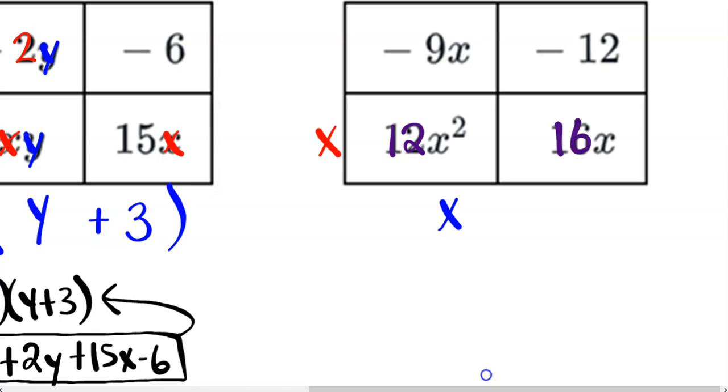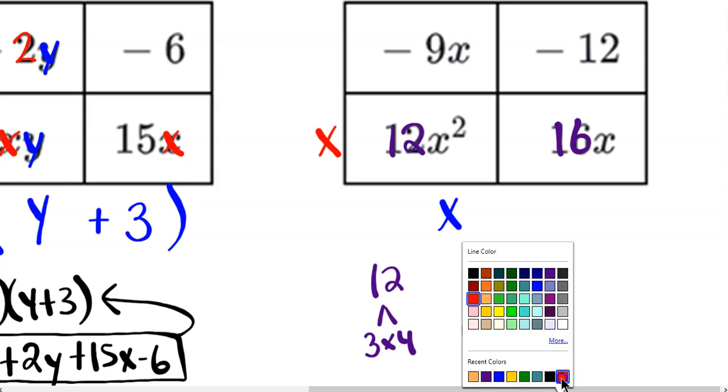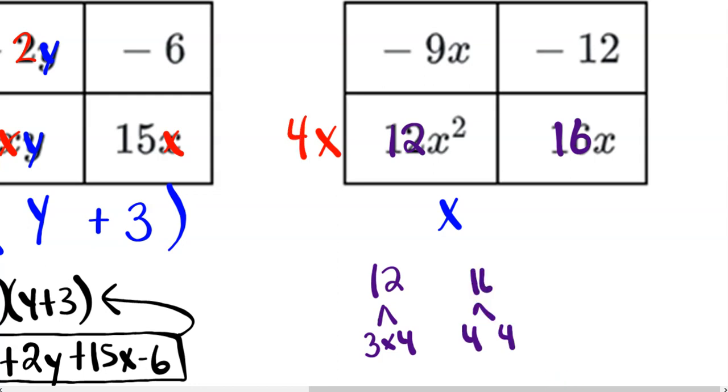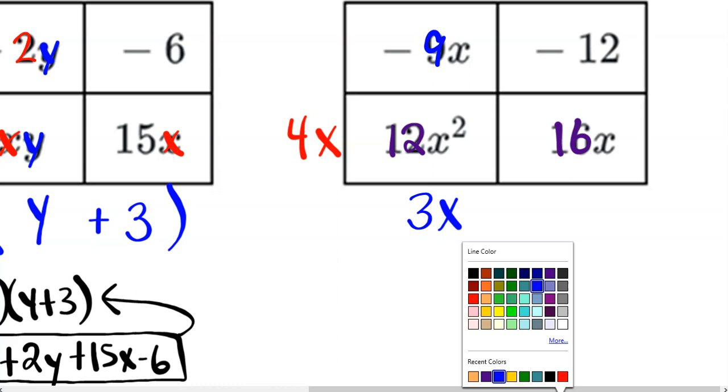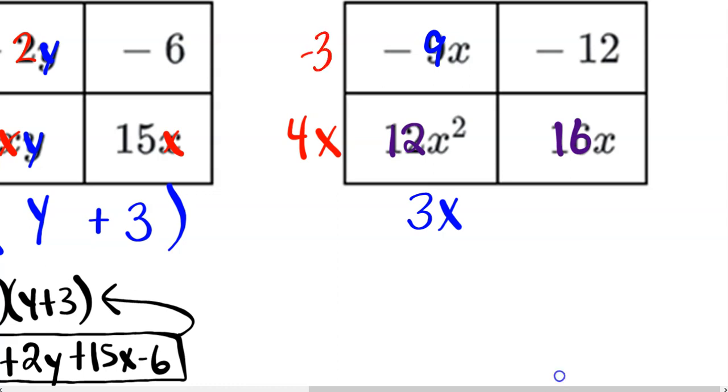okay, factors of 12. 12, we got a 3 times 4. And 16 is a 4 times 4. So I can put a 3, and I need a 4x somewhere. So I can put a 4 here. So let's just give this a shot. This one would be a 3. So now I got 12x squared. And 3 also goes into this 9. So if we take the 3 with the 9, we need to get a -9x, which means this has to be a -3. So now we have 4x minus 3.